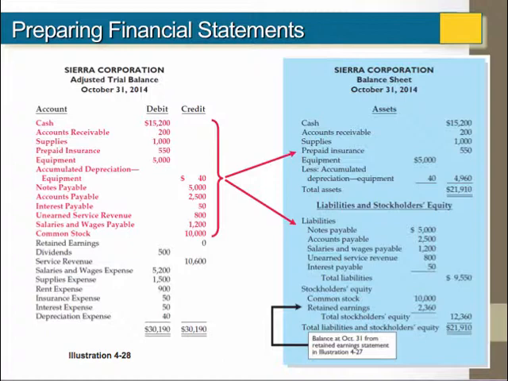So hopefully you have seen that making adjusting journal entries at the end of every period is very important to ensure that the financial statements are accurately presented.